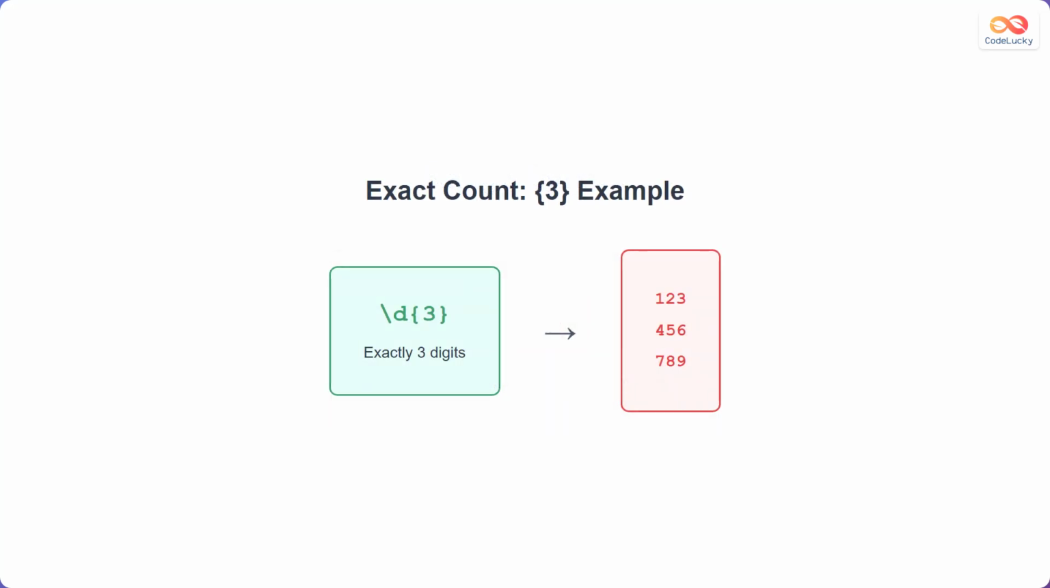Here's an example of using the exact count quantifier. The regular expression \d{3} matches exactly 3 digits. The \d represents any digit, and 3 specifies that we want exactly 3 of them. This pattern will match 123, 456, and 789. It won't match 12, because that only has 2 digits, or 1234, because that has 4 digits.